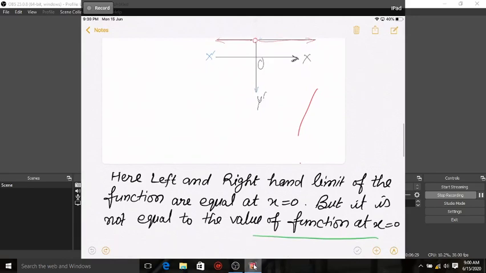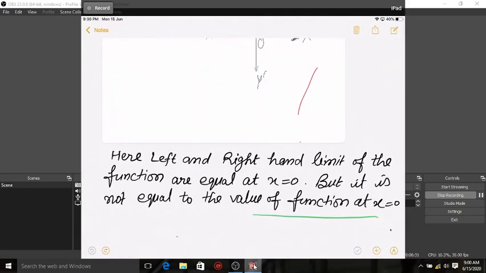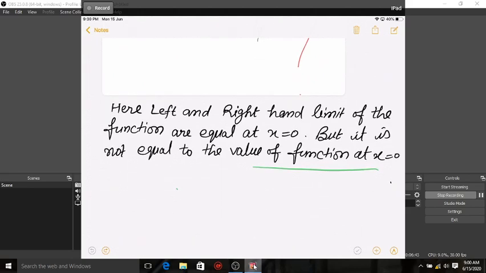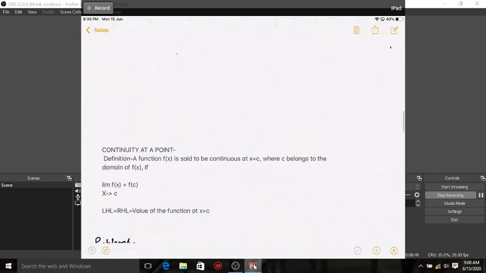Now discuss the continuity of this function. Here the left and right hand limits of the function are equal at x equal to 0, but it is not equal to the value of the function at x equal to 0. So this function is also discontinuous.